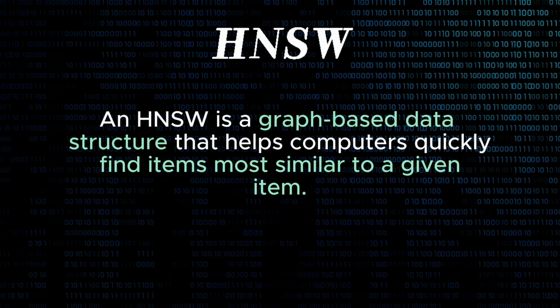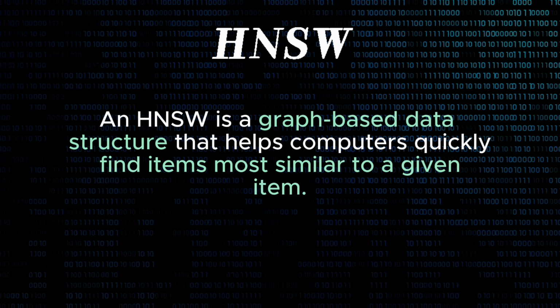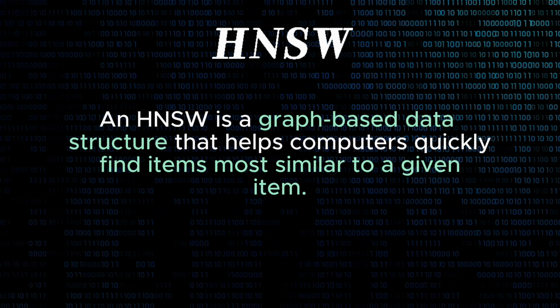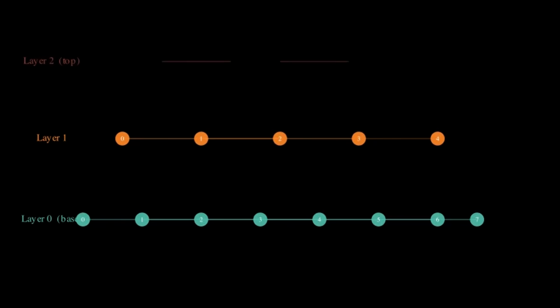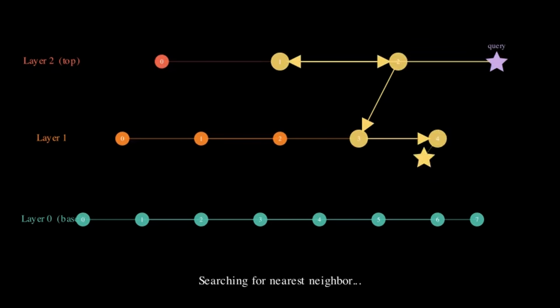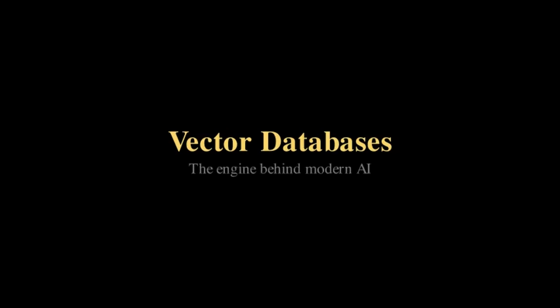An HNSW is a graph-based data structure that helps computers quickly find items that are most similar to a given item. It organizes data into multiple layers of interconnected nodes, where the upper layers provide a broad overview for quickly narrowing the search area, and the lower areas contain more detailed connections to find the closest matches. This is the data structure powering the massive vector databases that make tools like ChatGPT so smart.